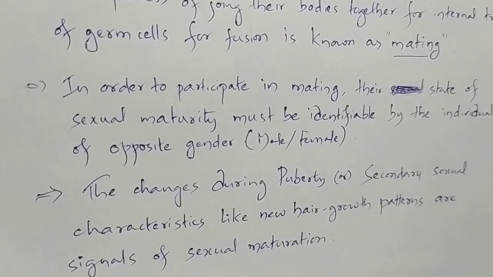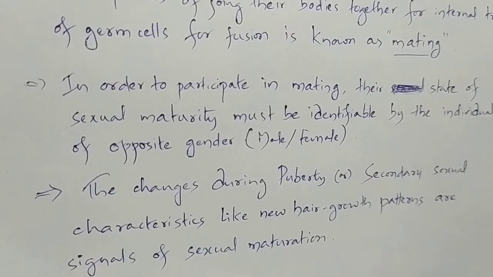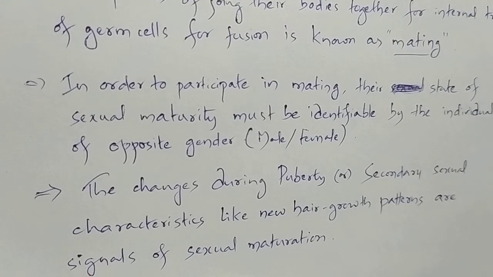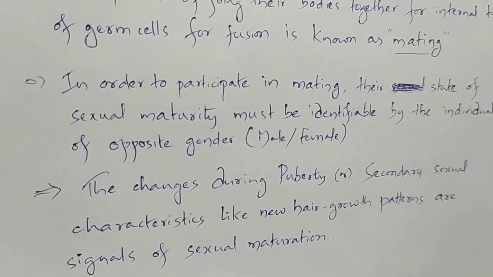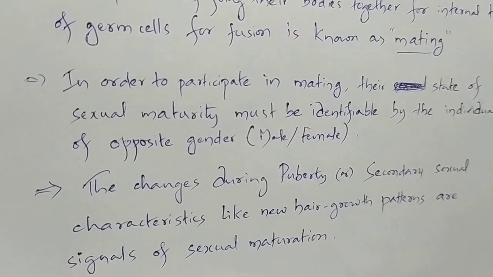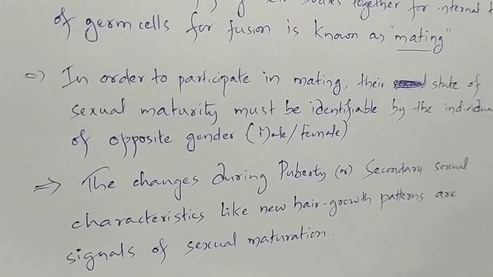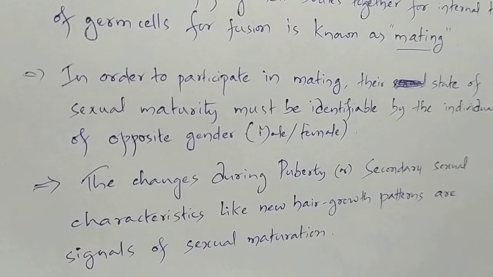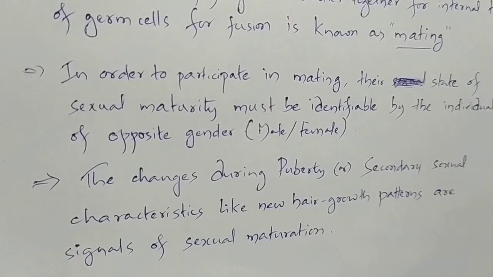The changes that take place during the time of puberty and adolescence, okay, which we commonly refer as secondary sexual characteristics like new hair growth patterns. They are the signals of sexual maturation. What are the signals of sexual maturation? The changes that occur during puberty, which we generally refer as secondary sexual characteristics, like new hair growth patterns, are the signals of sexual maturation.